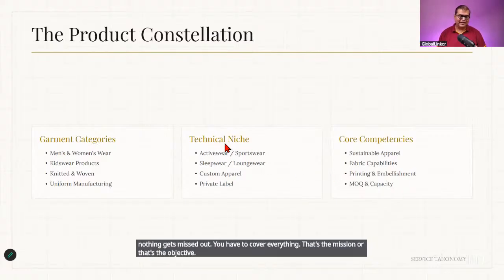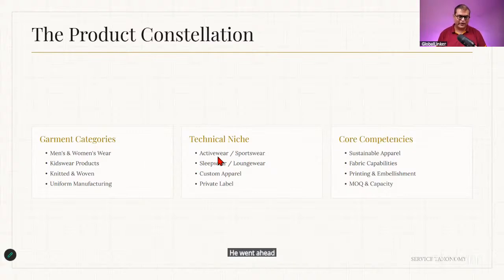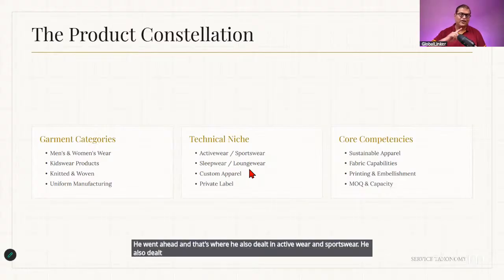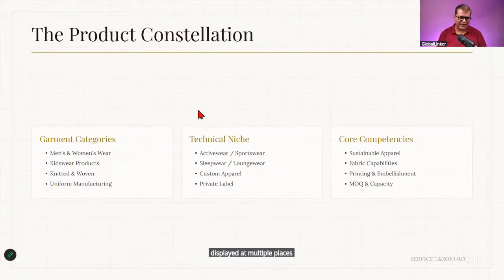Now we have the technical niches. He didn't stop there, thinking, okay, I added knitwear, I added uniform, that's the end of it. No, he went ahead, and that's where he also dealt in activewear and sportswear. He also dealt in sleepwear and loungewear, so he added that. Now, it does not mean that sleepwear and loungewear are not there in men's and women's. It is cross, right? We call this matrix navigation. One product is displayed at multiple places. There are different ways of showing that product.